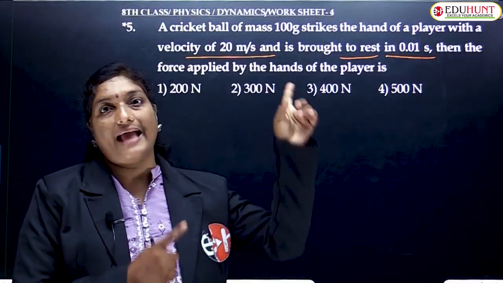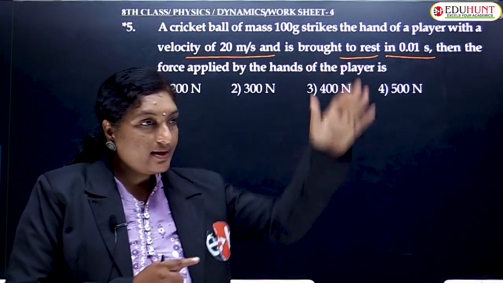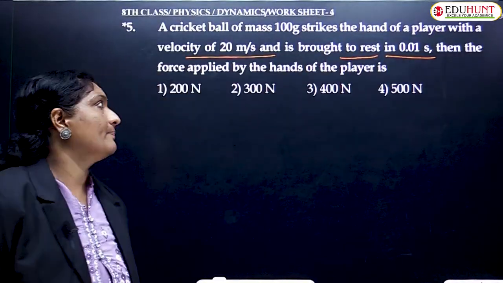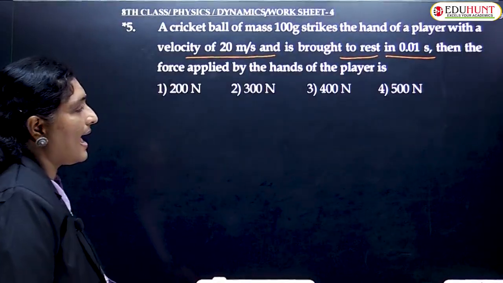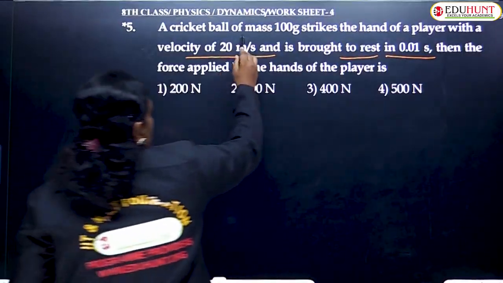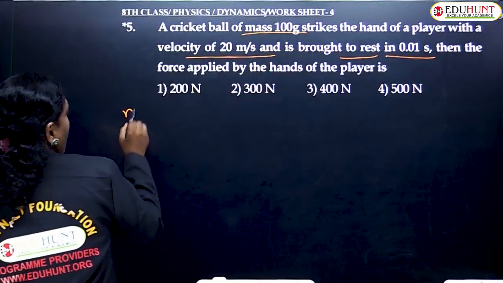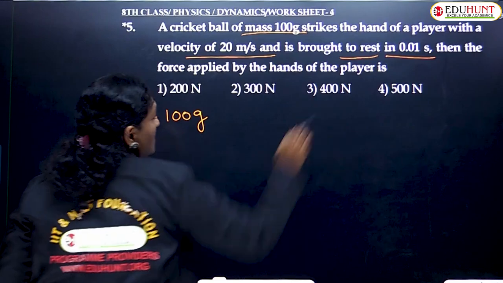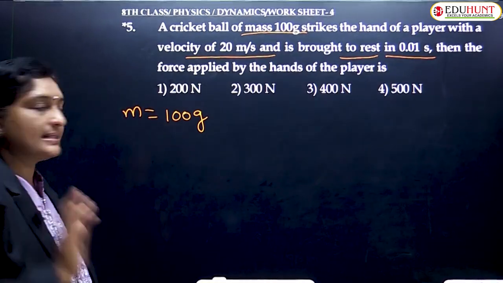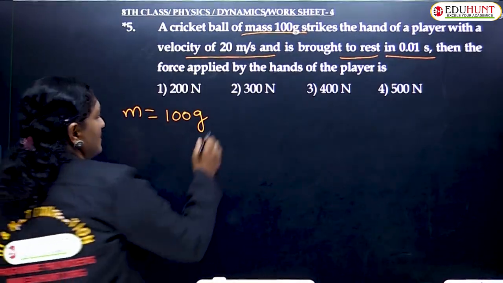Earlier cases we go with accelerated, scooter and all. Here decelerated, the decreasing speed. And time was also given. So then the force applied by the hands of the player is. Let us try to recollect the given data. Mass, how much children? 100 grams. But options are in Newton means SI. So need to convert this into SI.